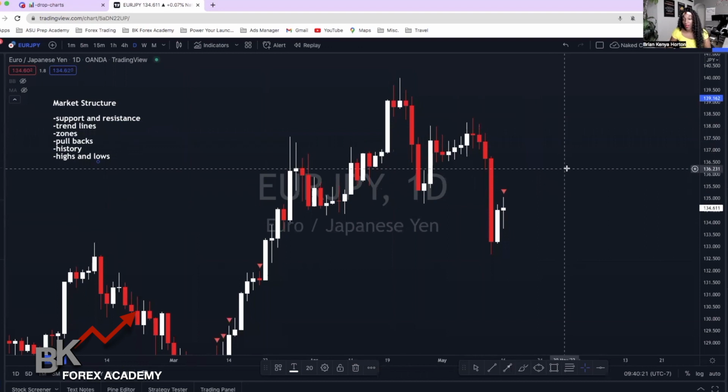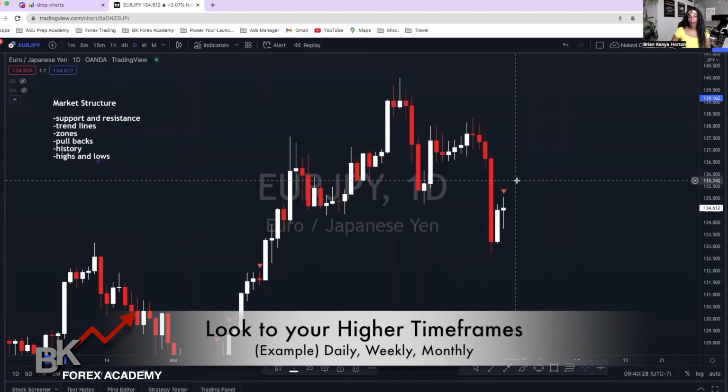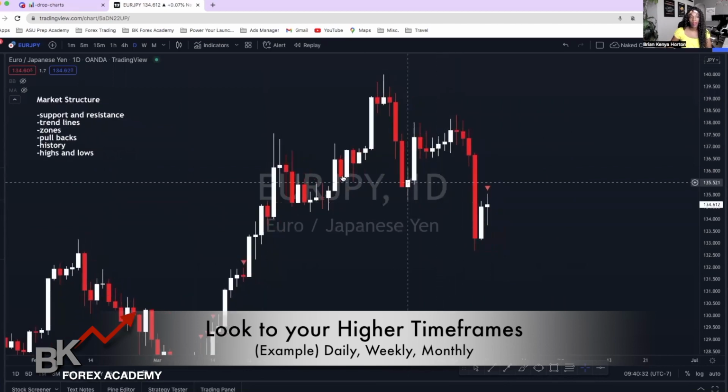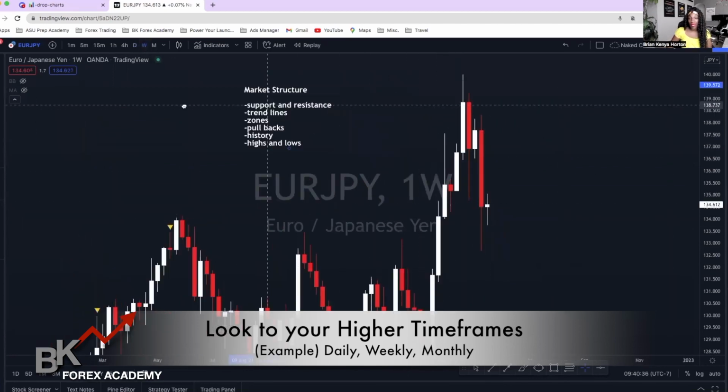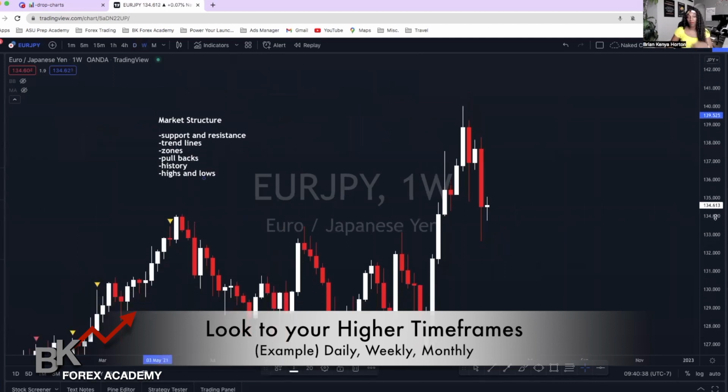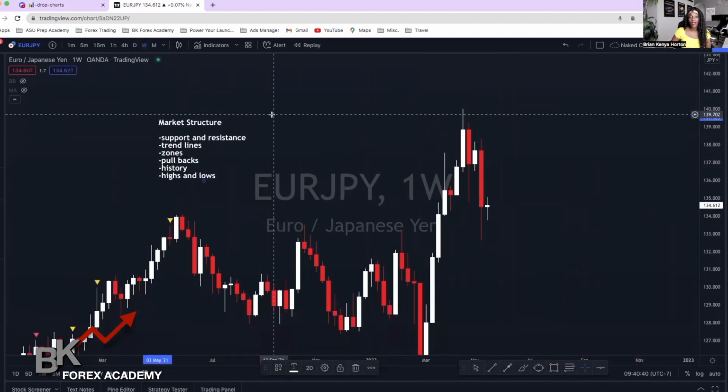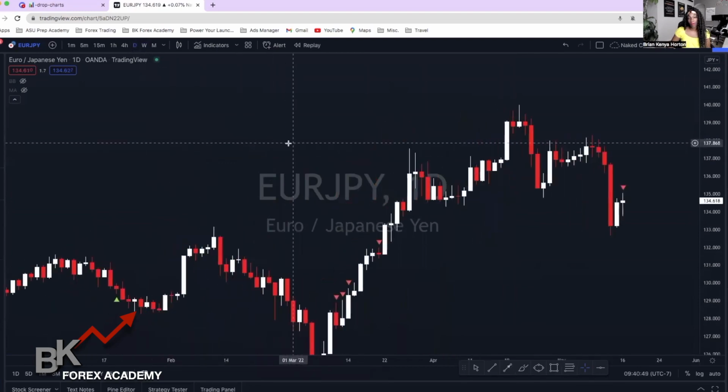Number two, in order to spot great trades, the next thing that you want to do, and this is a rule, is look to your higher time frames. When I say higher time frames, I'm referring to the daily, the weekly, the monthly even. There are some traders who will even look at the monthly to determine exactly what is going on in the market. One of the reasons why we want to look at the higher time frame is to help us develop a bias, a market direction in terms of what the market will do or what it could possibly do.